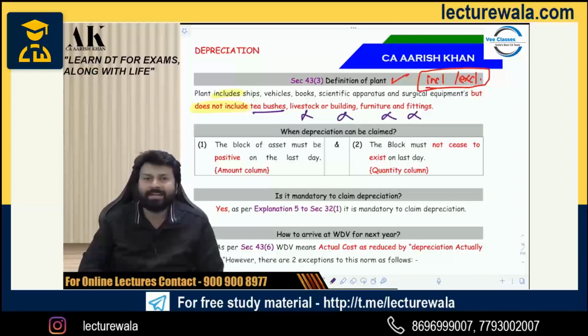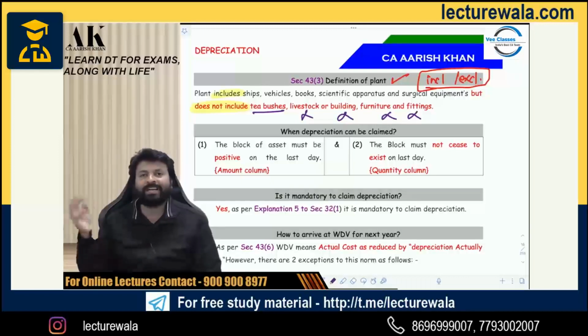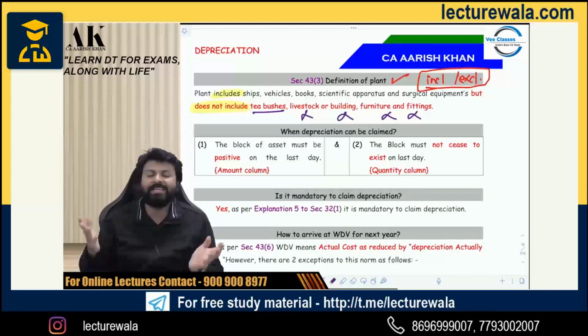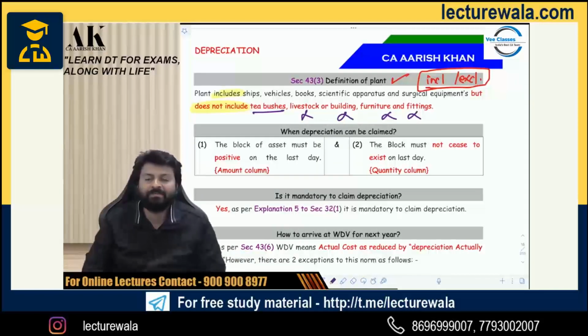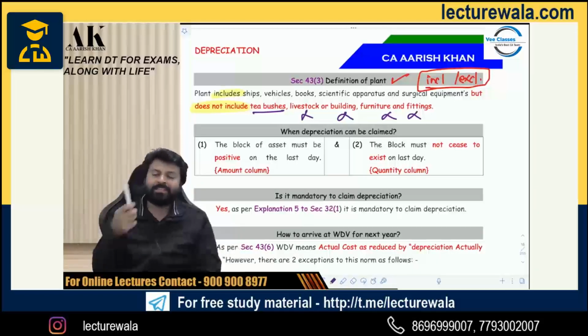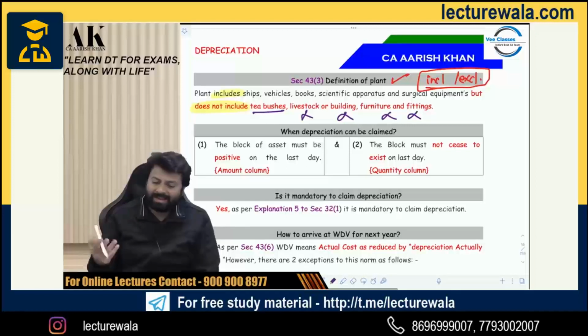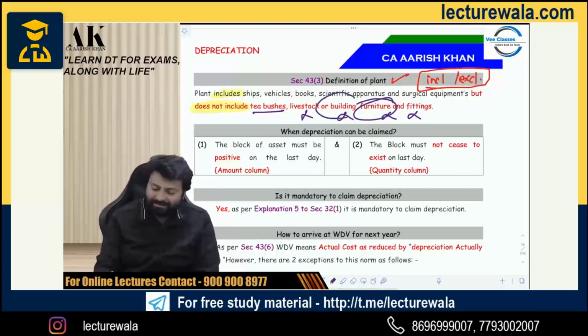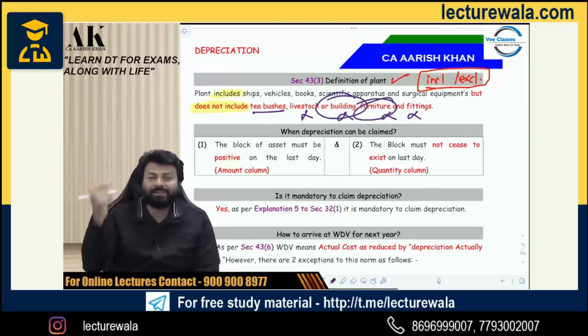So what happens in practical life: if I go to the dictionary and try to find out the meaning of plant, it means any apparatus or tool which is necessary to discharge any function. So if any apparatus or tool can be called plant, then this pen can also be called plant. This laptop can also be called plant, and furniture can also be called plant, because building and furniture also are apparatus necessary to discharge business functions.